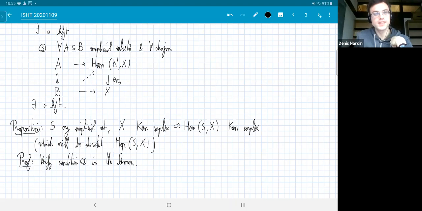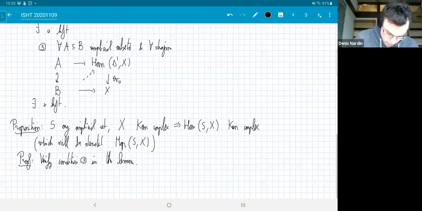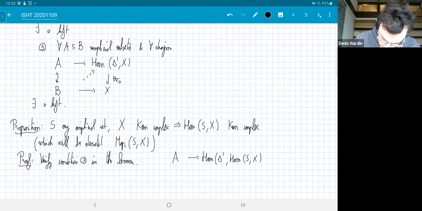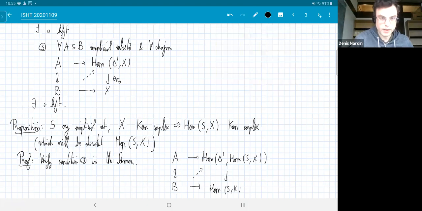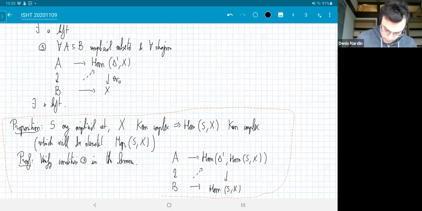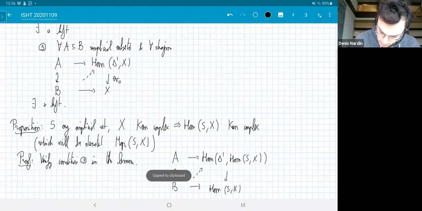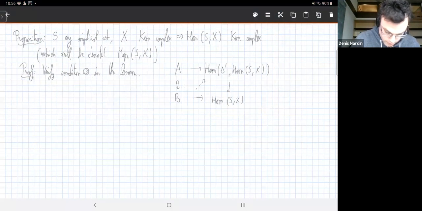So, but I ran out of room. Let me just write what we want. I'm sorry, Hom delta 1, Hom SX. I want this. Copy this, paste it here.